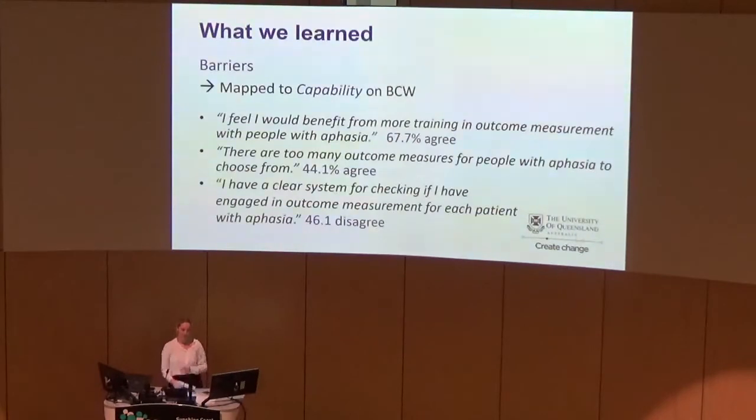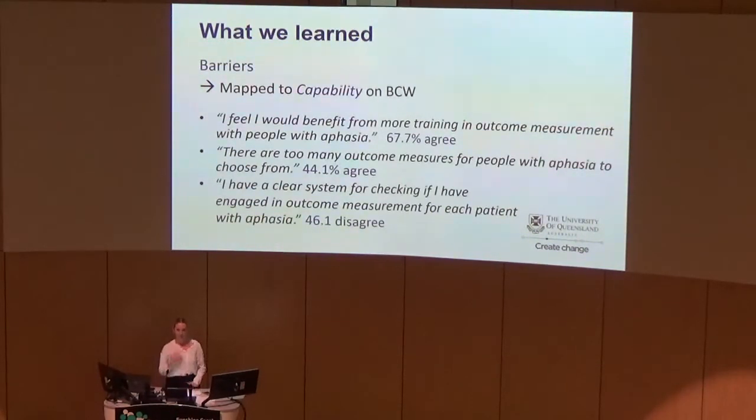When we look at the barriers speech pathologists were reporting, if you think back to that COM-B model, they were mainly mapped to the capability domain. Capability is defined as a person's psychological or physical capacity to undertake a task. The highest barrier statements linked to capability surrounded things like speech pathologists wanting more training in outcome measurement use. They didn't have a workplace system for reporting or recording outcome measurements. And they simply believed there were too many outcome measurement tools to choose from.